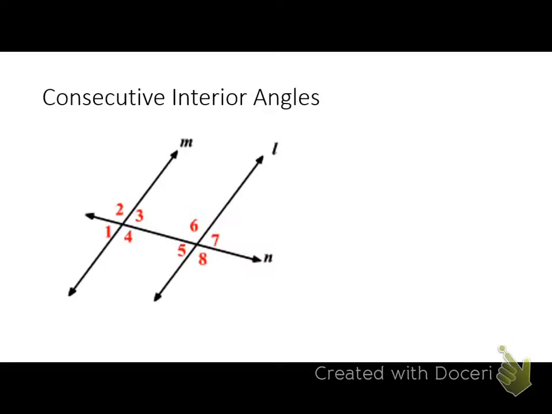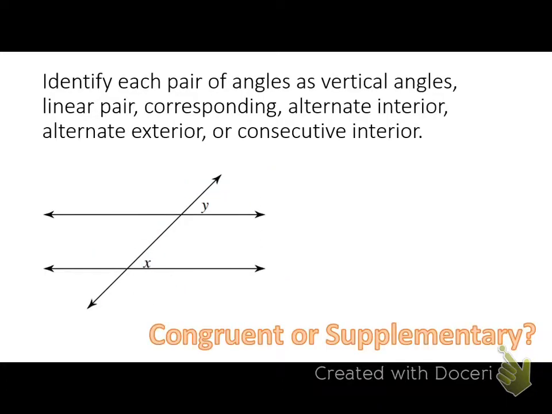Good. We'll do this one more time. What angle is on the inside of the double lines? Just name one. 3, which is on the top of the transversal, right? So what is consecutive interior with 3? 6. 3 and 6, 4 and 5. Good. So here's what you're going to do.